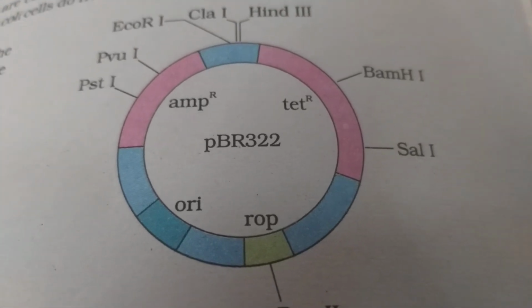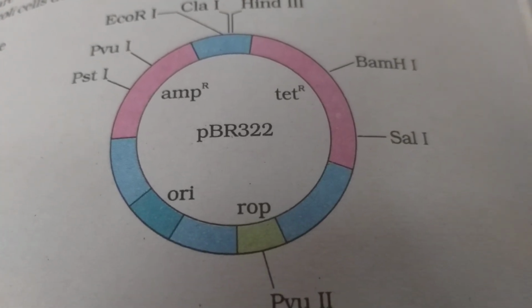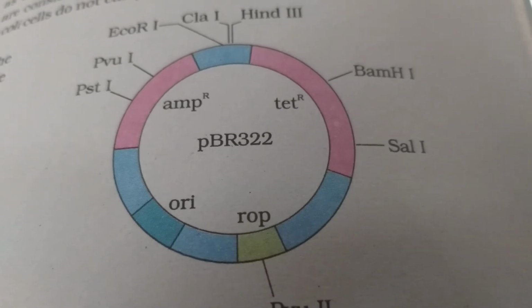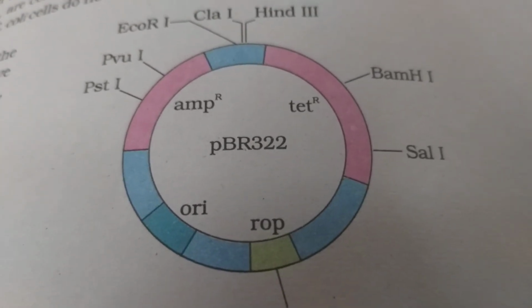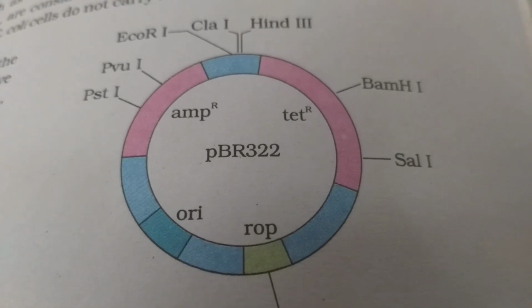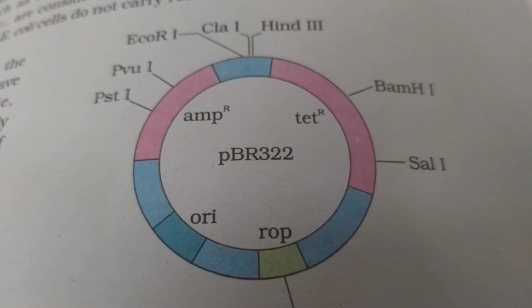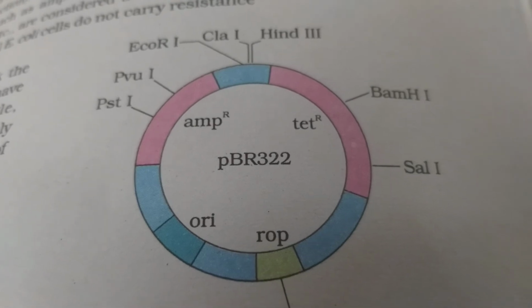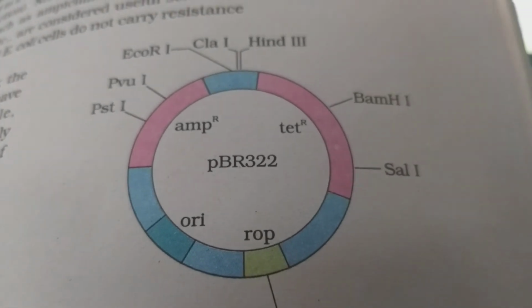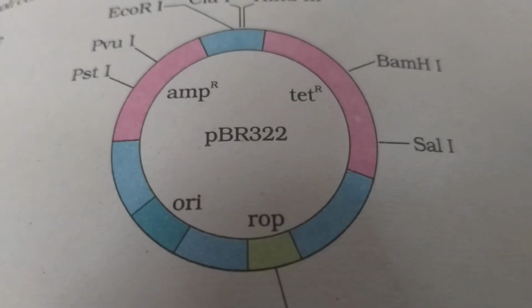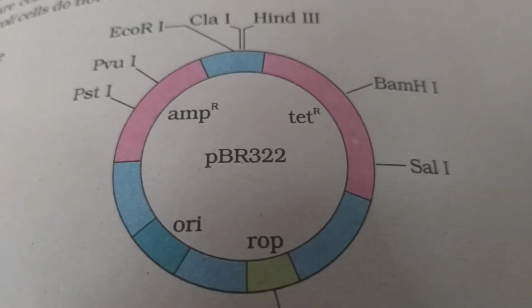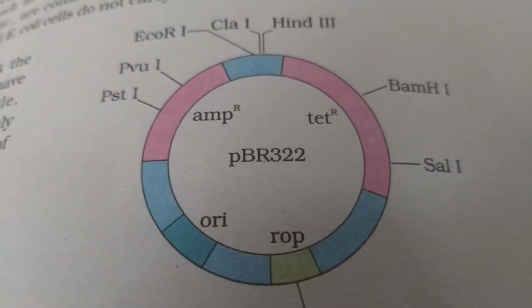So this cloning vector is carried by E. coli bacteria. All the bacteria which have obtained the foreign DNA in place of the tetracycline resistance gene have lost resistance to tetracycline, but they are still resistant to another antibiotic, which is called ampicillin.